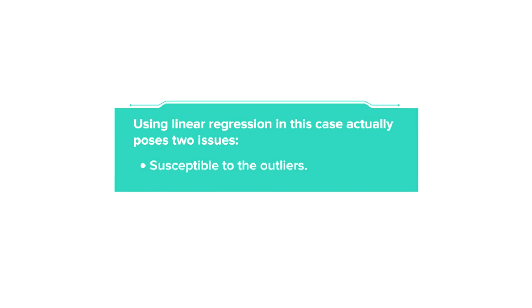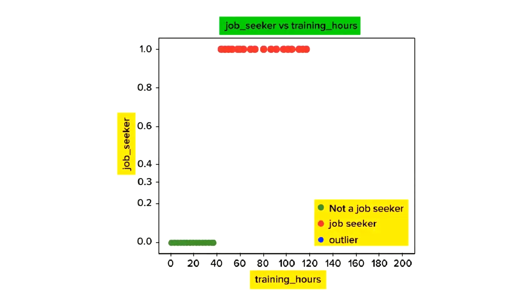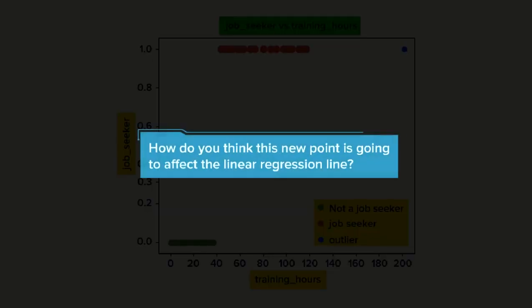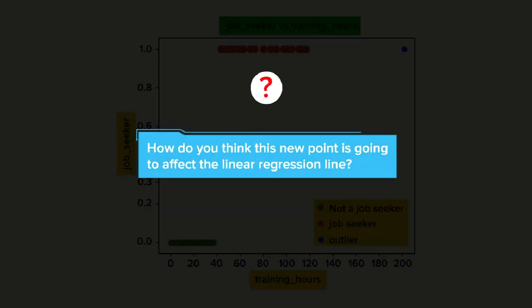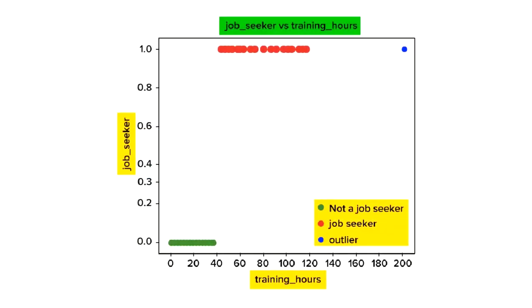Firstly, the linear regression line is very susceptible to outliers. Consider that a student completes 200 hours worth of training in 20 days. In this case, he will be an outlier who will appear on the far right hand side of our plot, as shown in blue. So how do you think this new point is going to affect the linear regression line? This single outlier present in the data can drastically shift the linear regression line to the right hand side as shown by the purple line. As a result, the threshold we determined before will also be affected and will change. This can make our model prone to error.